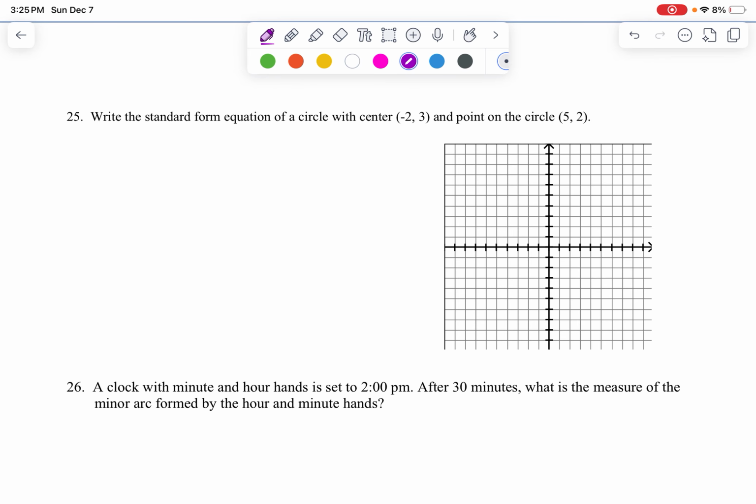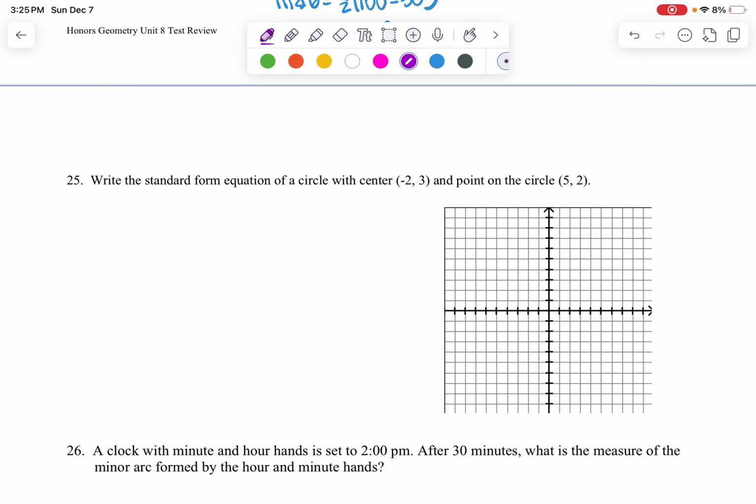So writing the standard form equation of a circle, I'm just going to go ahead and write on the top the actual standard form formula: (x minus h) squared plus (y minus k) squared equals radius squared. Just don't forget that the h, k is the center of the circle, okay? It says, write the standard form equation of a circle with a center at negative 2, 3. Well, that's awesome because they gave you the h, k. So negative 2, 3 is going to be here.